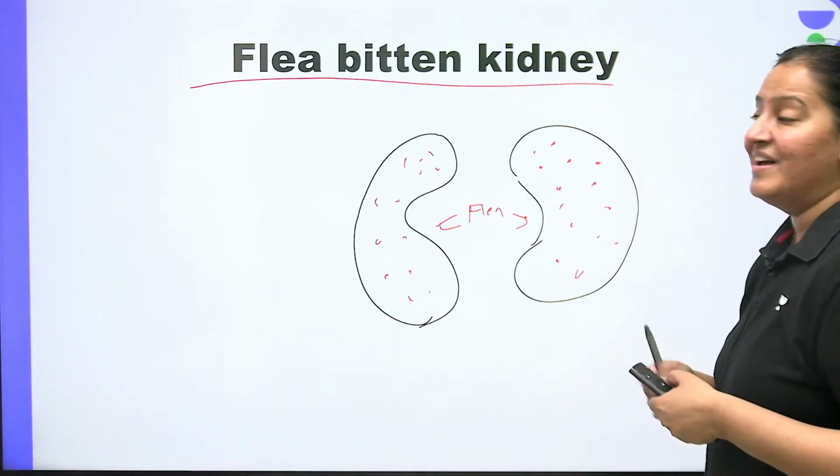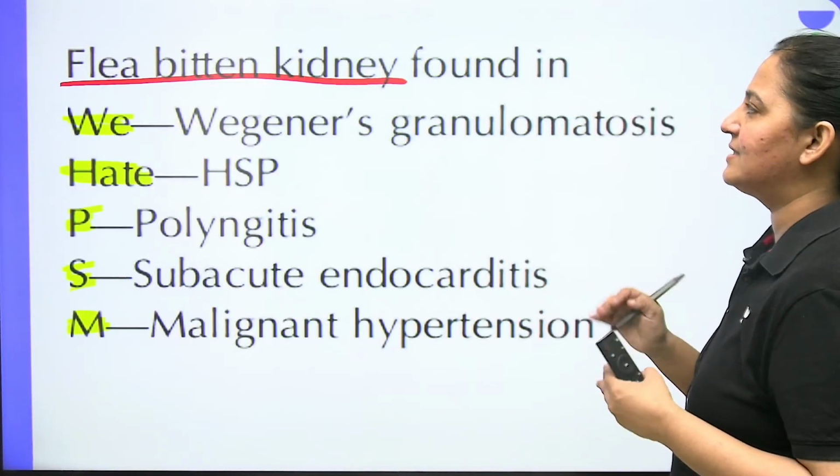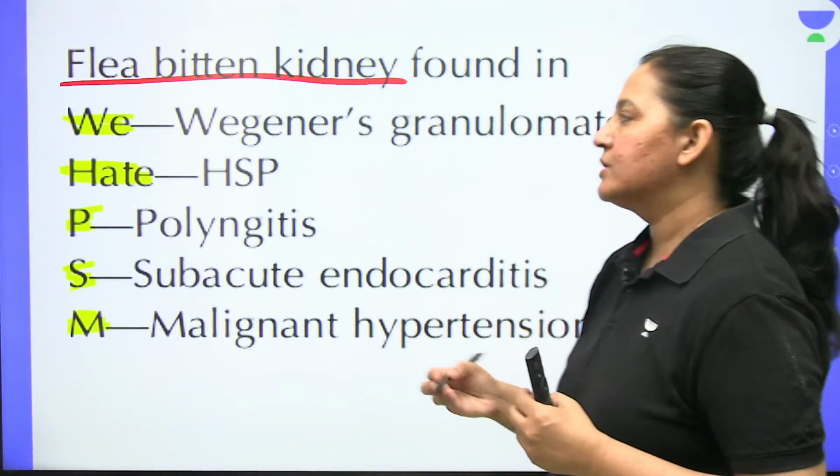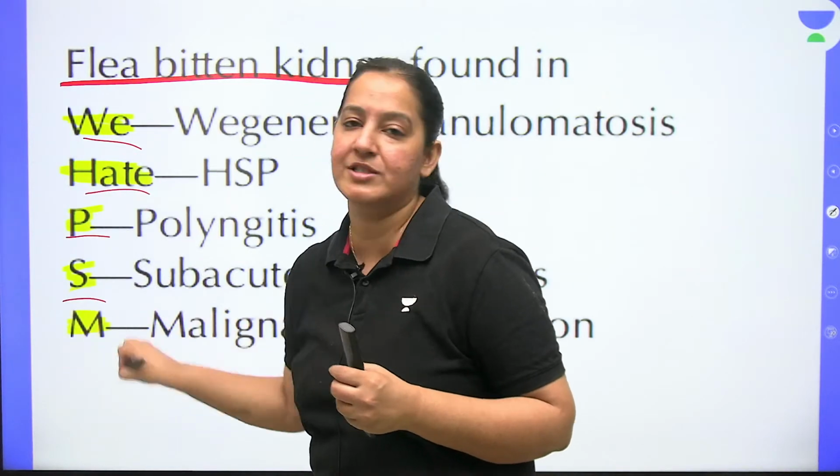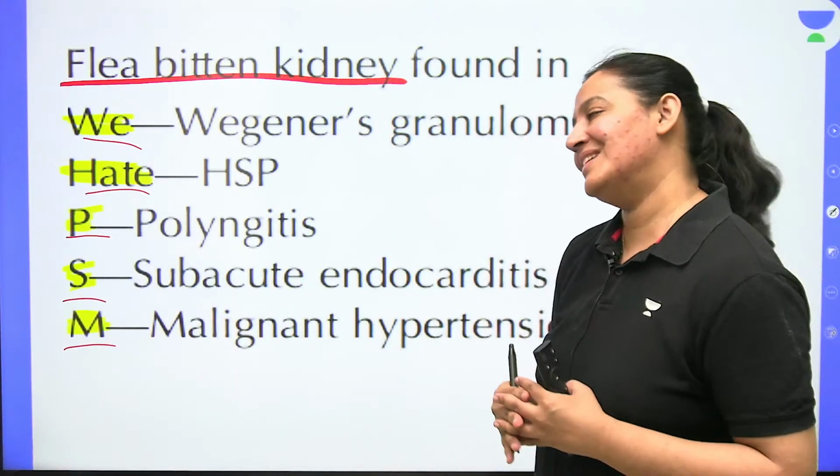Flea-bitten kidney के और क्या-क्या हैं? ये बहुत common question है. Flea-bitten kidney is seen in which of the following or which not of the following? So there is a mnemonic. The mnemonic is we hate PSM. PSM is a very important and good subject. Don't hate it, right? So it is just a mnemonic.